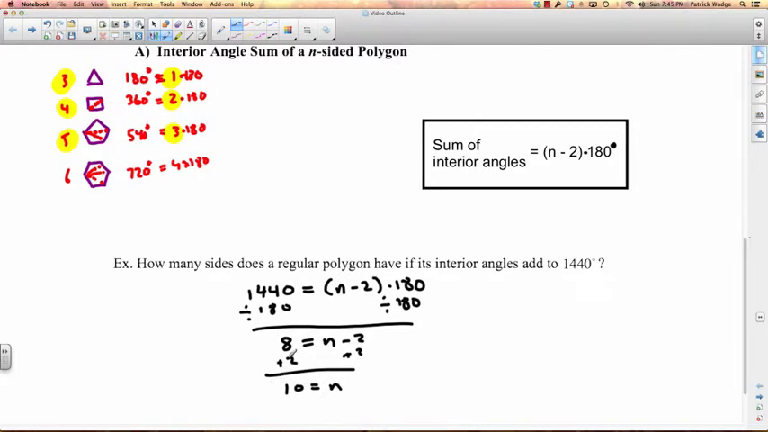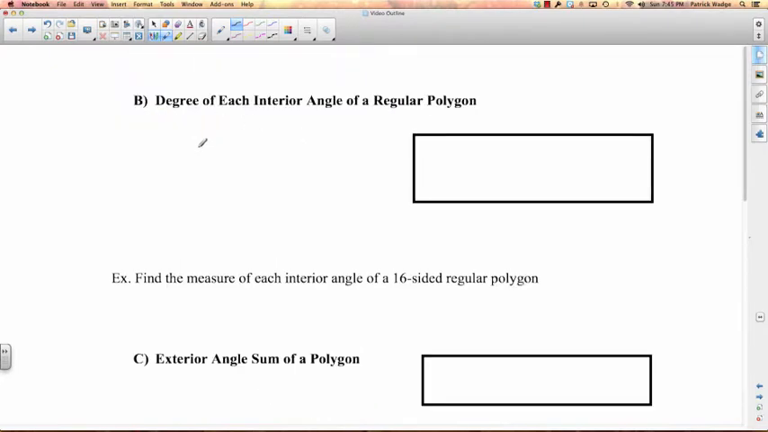So the regular polygon that has interior angles adding up to 1,440 has 10 sides. It's called a decagon, if you want to know the name of it. So there's your answer. Okay, now we're going to figure out the degree of each interior angle, not the sum, but the degree of each of them in a regular polygon.